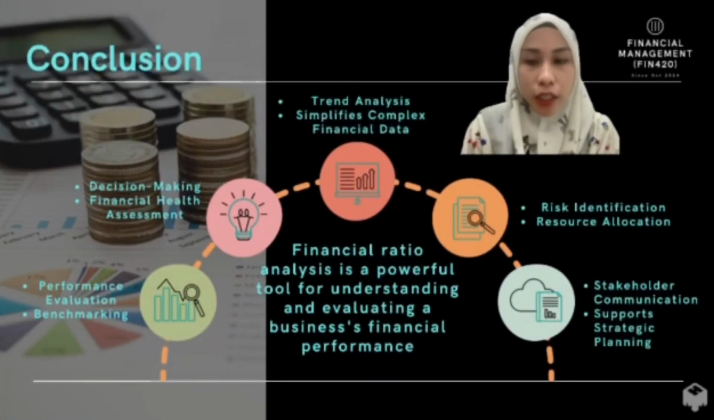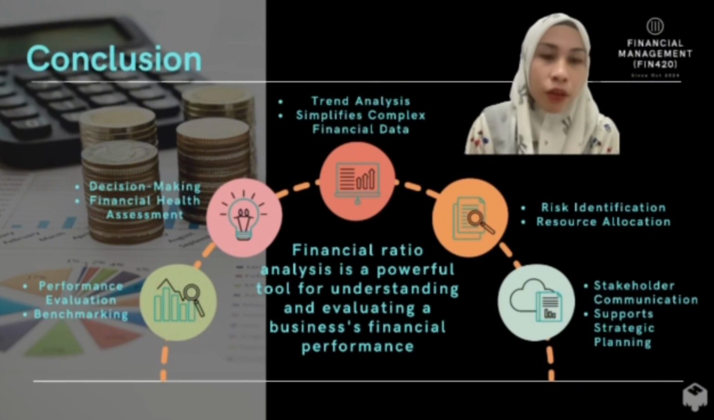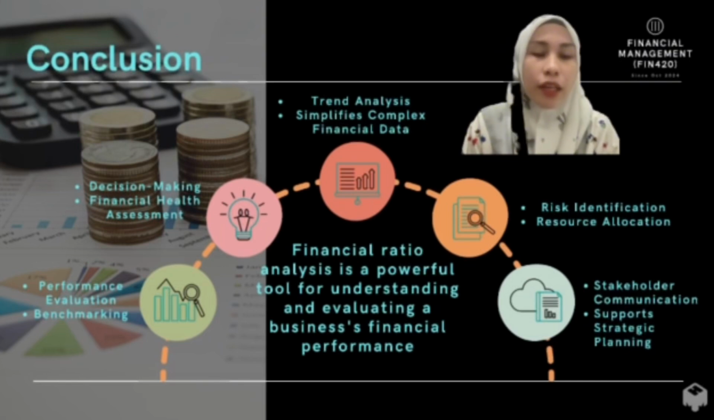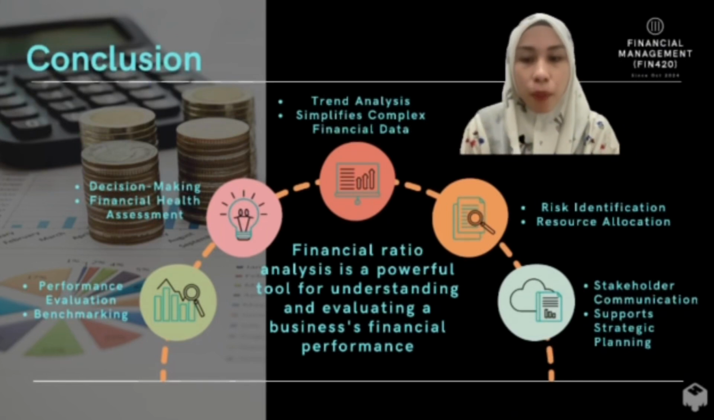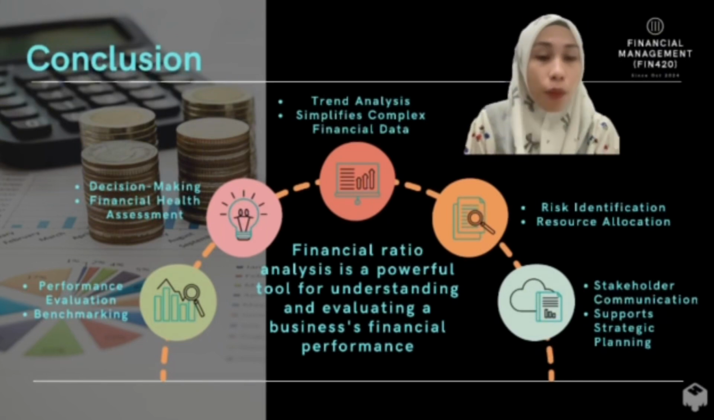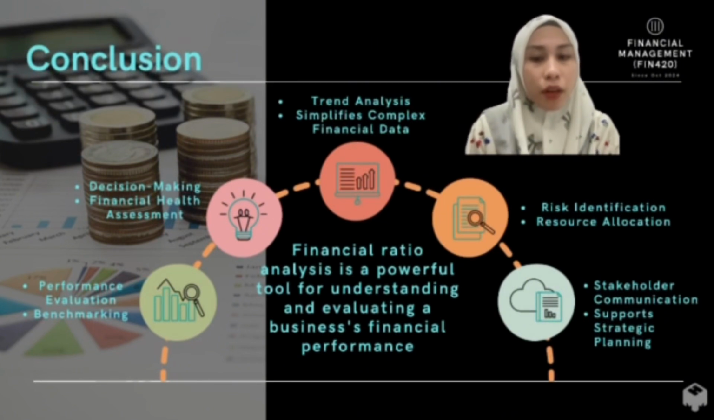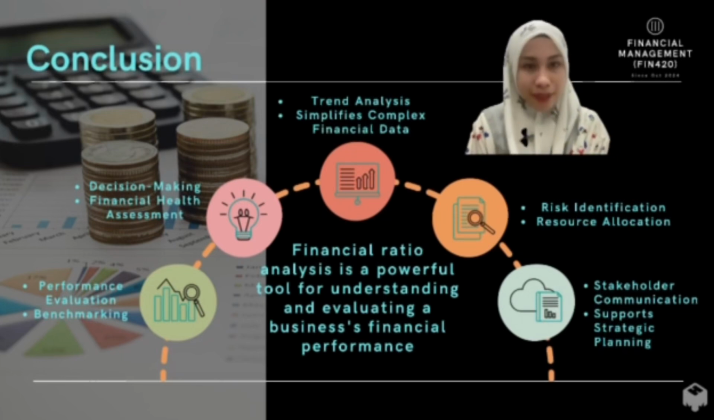Complex financial data is simplified for stakeholders like investors, creditors, and managers to grasp the company's financial position without delving into detailed accounts. Next is risk identification. Ratios can flag potential risks early, such as liquidity problems, asset debt, or declining profitability. Next, resource allocation: if the asset turnover ratio is low, management might focus on better utilizing assets to increase revenue. Next, stakeholder communication builds trust and transparency by providing clear insight into the company's operations. Next, support strategic planning. If the net profit margin is low, management might strategize to reduce costs or increase pricing.